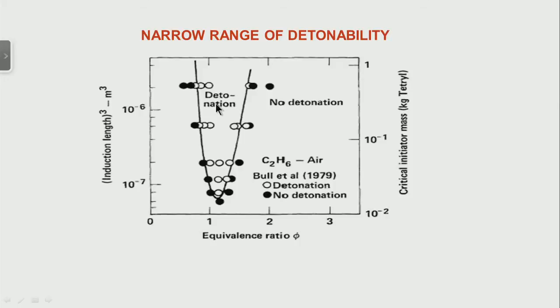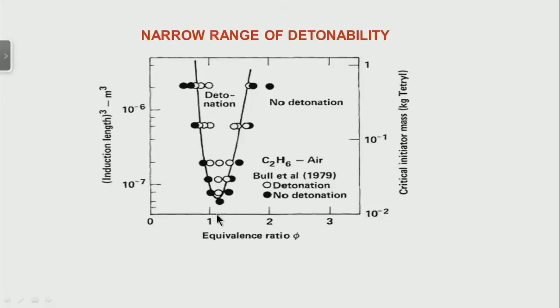If I were to plot on the same curve the flammability limits, the lean flammability limit will be somewhere over here, and the rich limit will be somewhere over here. Therefore, in general, between the lean limit of detonability and the rich limit of detonability, the range of mixtures which supports a detonation is very much smaller than the region which supports a flame.